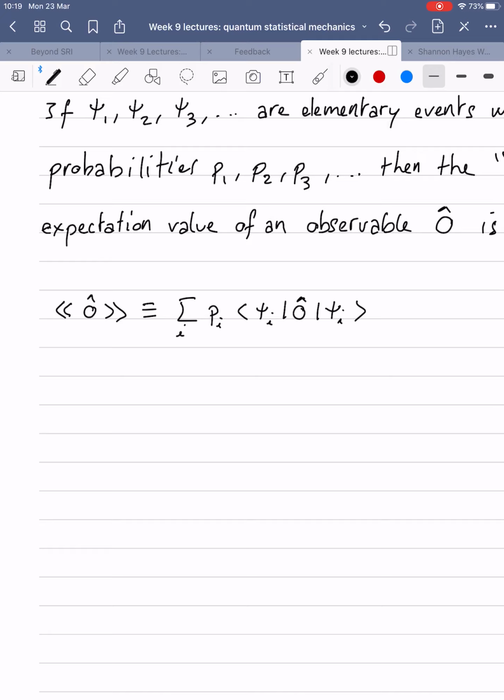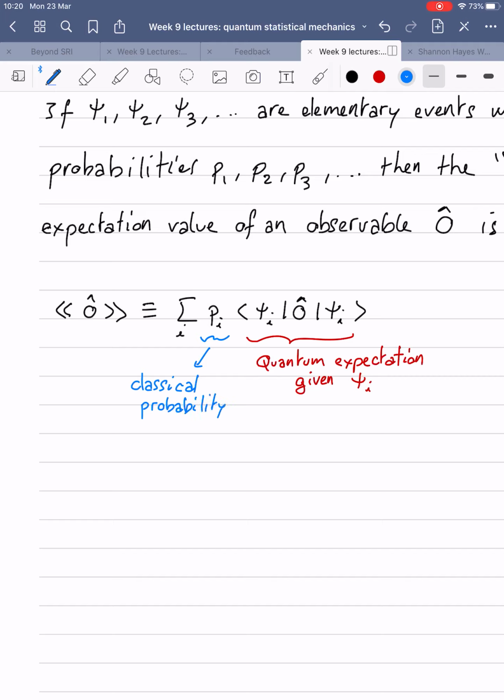Okay, and now we are going to try to understand what this expression actually means. This is the quantum expectation given psi_i. And then this bit here is the classical probability to be in state psi_i.